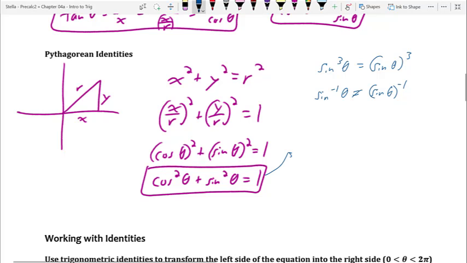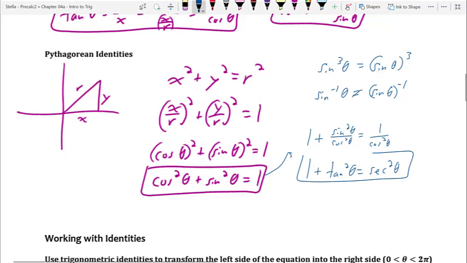This identity can actually be very easily manipulated into two others. If I divide both sides by cosine squared, I get 1 plus sine squared theta over cosine squared theta is equal to 1 over the cosine squared theta. And that is 1 plus tangent squared theta is equal to secant squared theta. I know it's going to take a while to get the idea of sine over cosine being tangent and 1 over cosine being secant in your head, but it's really crucial that you do.